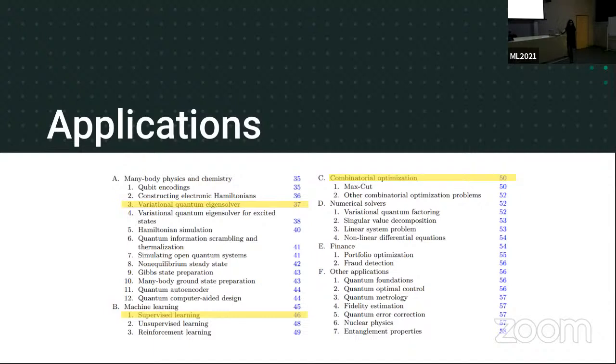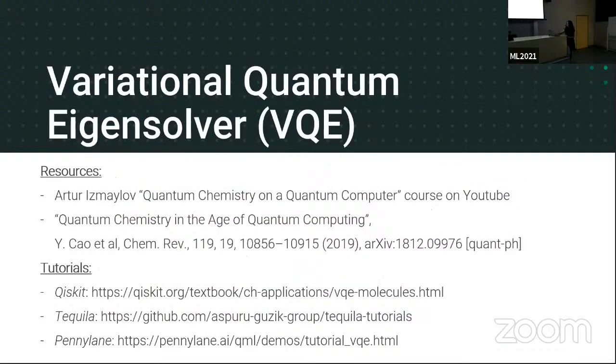Okay, I will move to applications. Any questions regarding the general circuit design dilemma? If not, let's move to applications. There are many of them, as you can see. I will just focus on these first two because I don't have time for combinatorial optimization either. But we can discuss that at any point during these days.